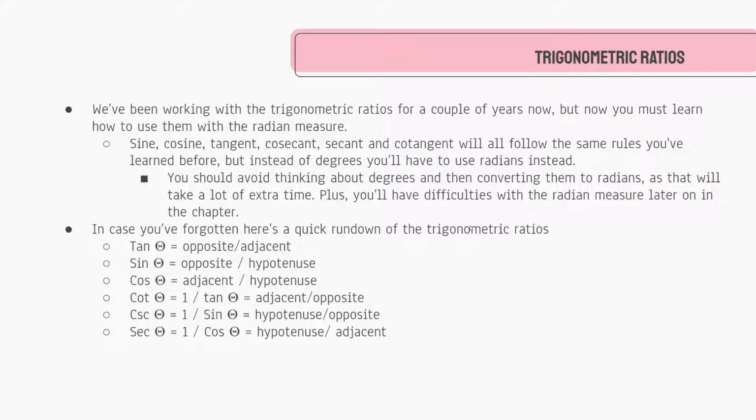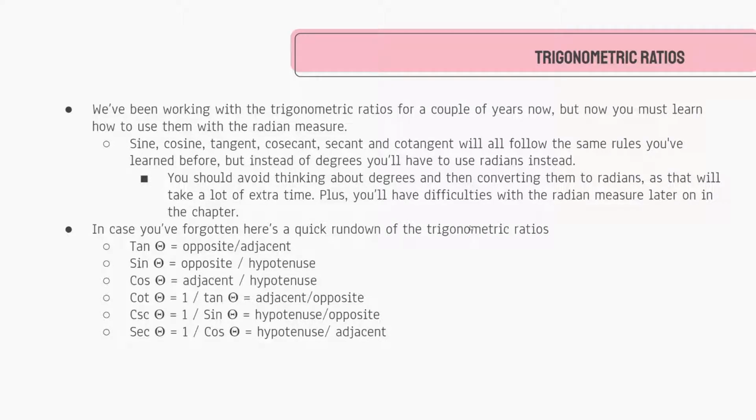But yeah, essentially, since the rest of the chapter will be following just radians with these 6 ratios, you're not gonna have time to constantly convert between one and another. Plus, as you go into graphing, it's just gonna get so much more complicated. So if you don't understand how to use radians now, the reality is you're not gonna do that well in this course. So, in case you've forgotten, here's a quick rundown of the trigonometric ratios.